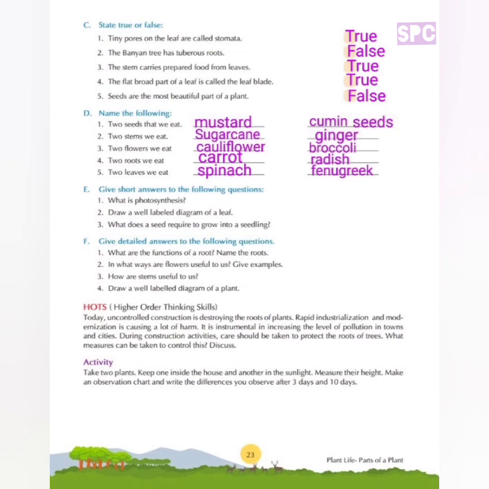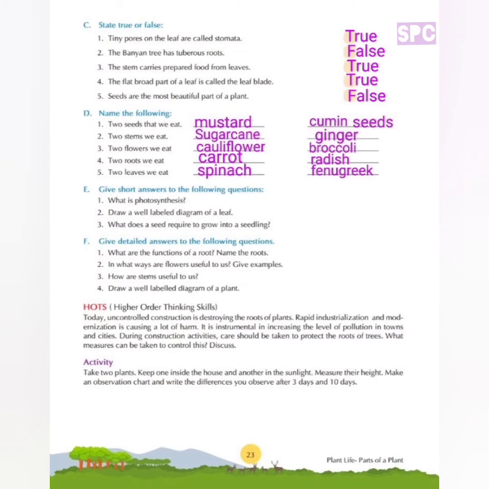Fourth, 2 roots which we eat. So here I have written carrot, radish. Fifth, 2 leaves we eat. So here I have written spinach and fenugreek. You can write the names of any other leaf which you eat.